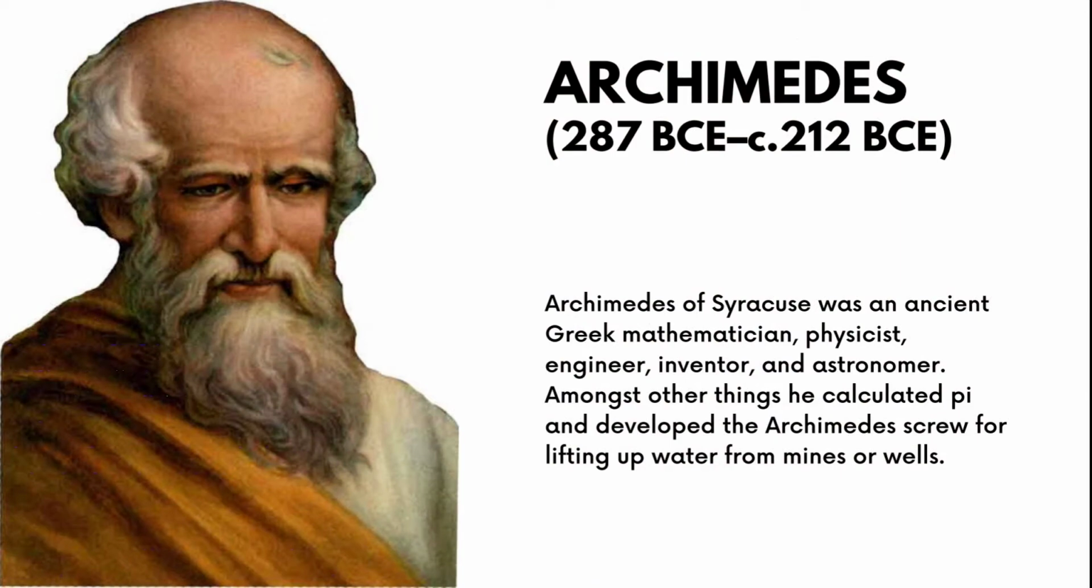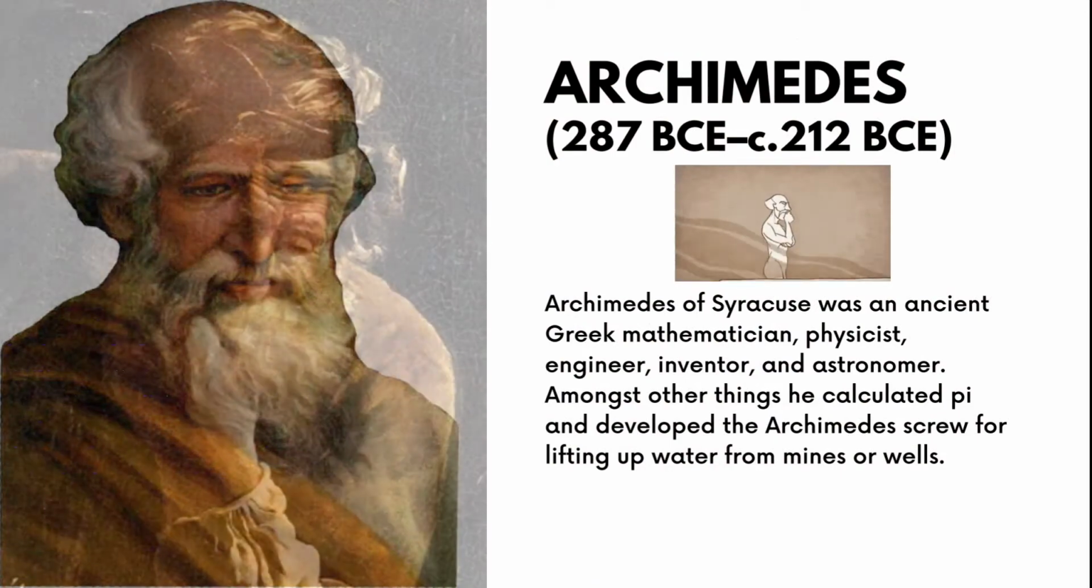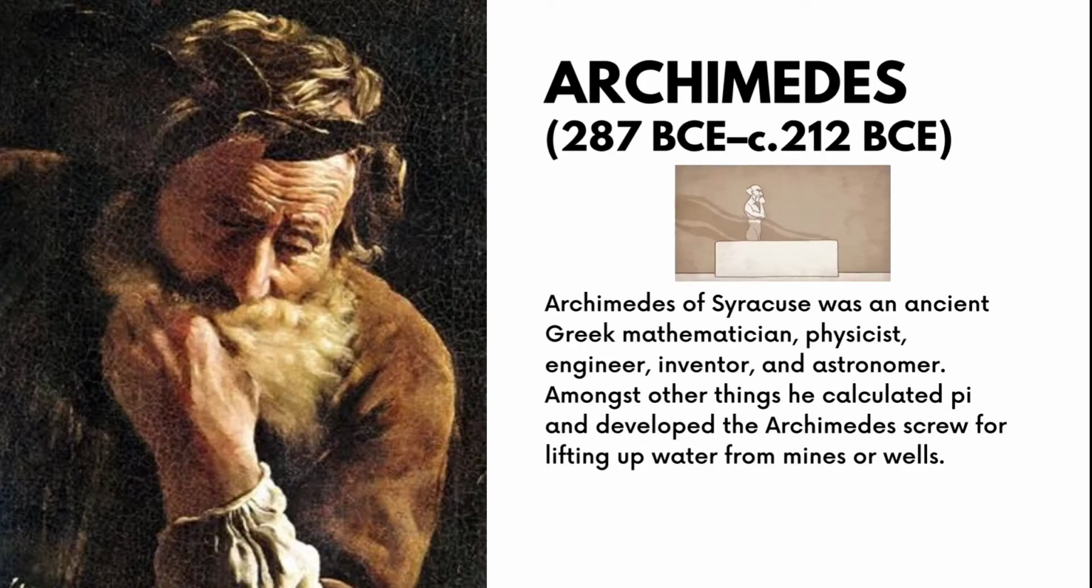Archimedes, 287 BCE to 212 BCE. Archimedes of Syracuse was an ancient Greek mathematician, physicist, engineer, inventor, and astronomer. Amongst other things, he calculated pi and developed the Archimedes screw for lifting up water from mines or wells.